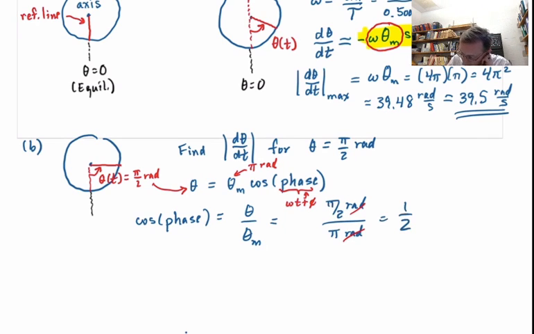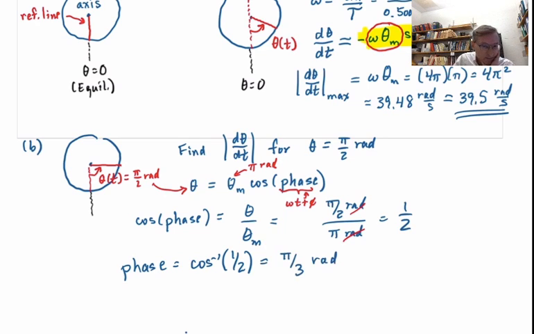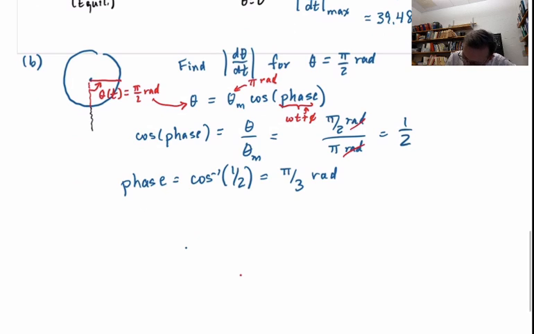And then I can get the value of the phase by taking the inverse cosine of both sides with my calculator in radian mode. I'm taking the inverse cosine of 1/2, and what you need to realize is that turns out to be pi over 3 radians. Okay, now I know what the phase value is inside the cosine, and I can now tell you what the absolute value of d theta dt is.